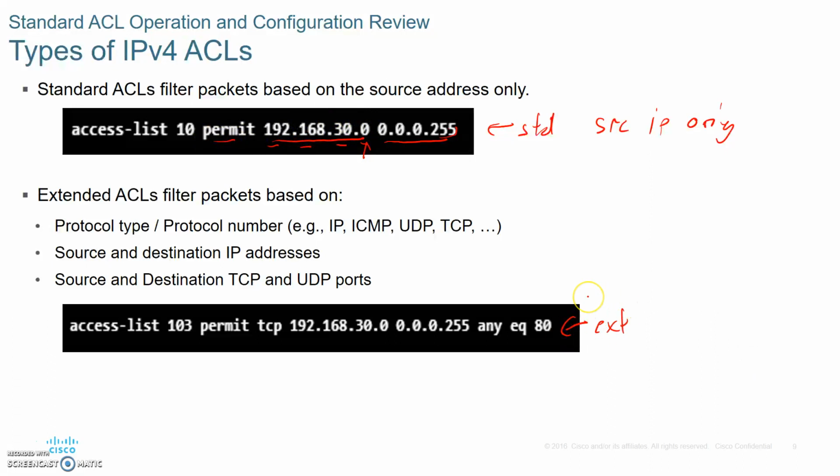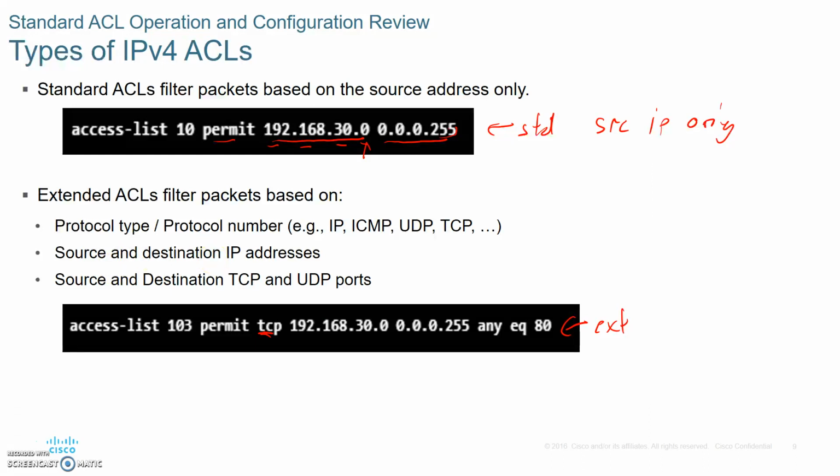Okay, this is an extended ACL. For an extended ACL, you need to configure more things because we can filter based on protocol, source and destination IP address, and source and destination port. For example, I only look at the TCP protocol. So permit TCP means that only TCP packets are examined by this access control list statement.